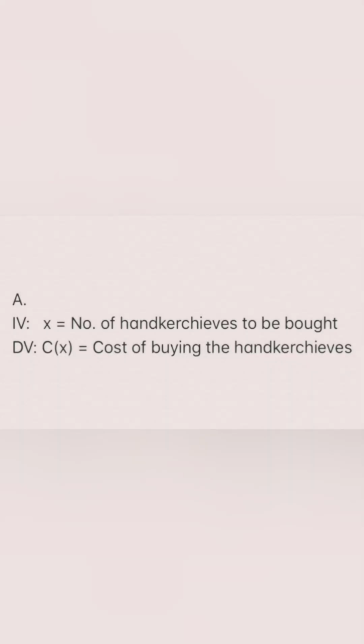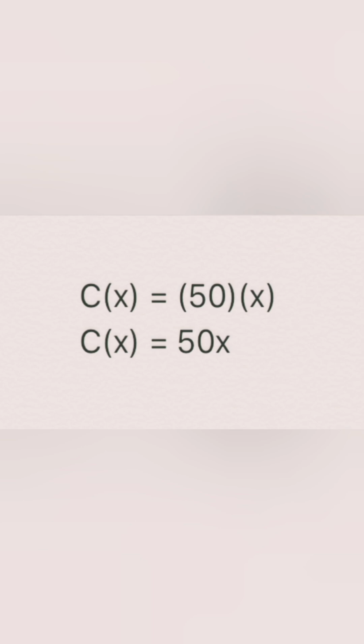Let us first determine the independent and dependent variables. For the independent variable, x is equal to the number of handkerchiefs to be bought. For the dependent variable, C is equal to the cost of buying the handkerchiefs. The given are x, the number of handkerchiefs to be bought, and 50 pesos, the selling price of the handkerchiefs. To determine the function, C of x is equal to 50 pesos times the number of handkerchiefs, or C of x is equal to 50x.